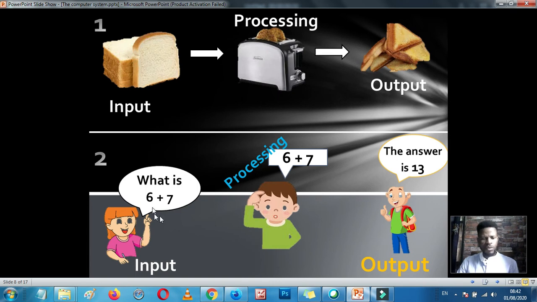Now we can use a computer for example. We can use the keyboard to type 6 plus 7. The CPU processes this 6 plus 7 and brings it out as 13 on the monitor. We now see 13 as the answer on the monitor. Now this is a simple input, process, and output.